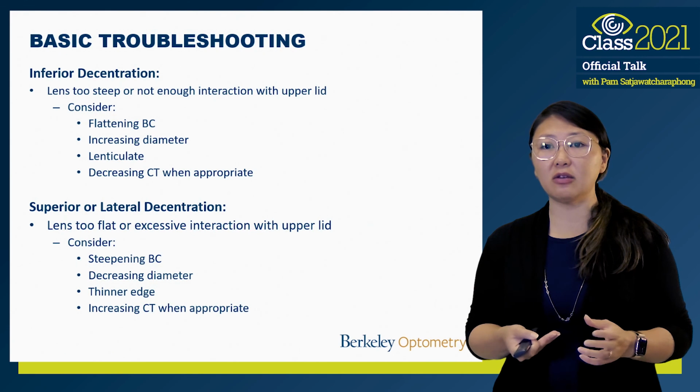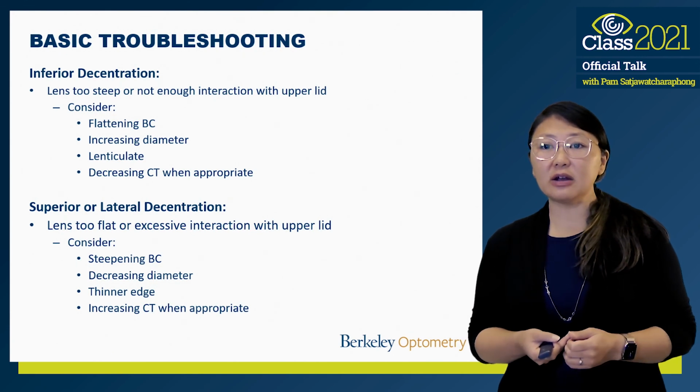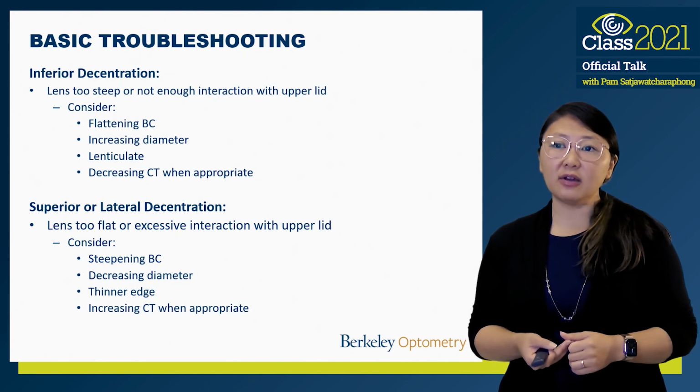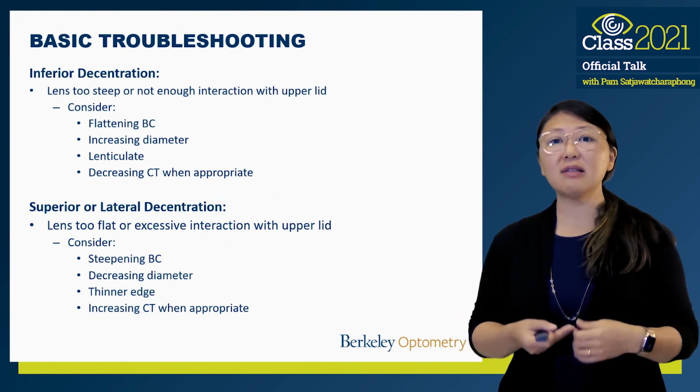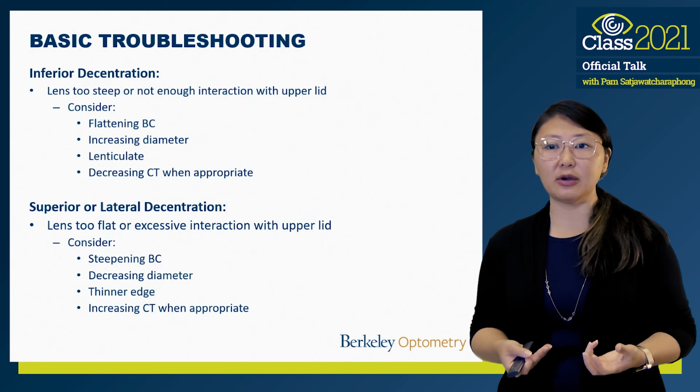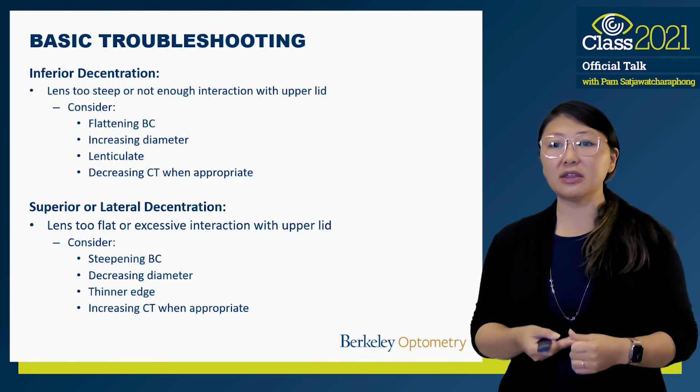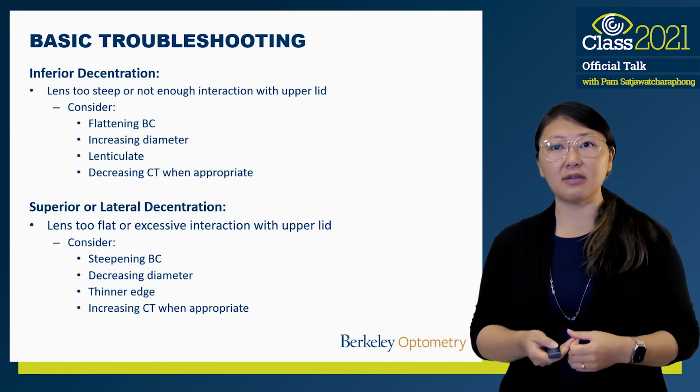Superior or lateral decentration is common with lenses that are too flat or if there's excessive interaction with the upper lid. So we're doing a lot of the opposite things. Here we can steepen the base curve or decrease the diameter. We may also consider a thinner edge or increasing the center thickness if that's appropriate.